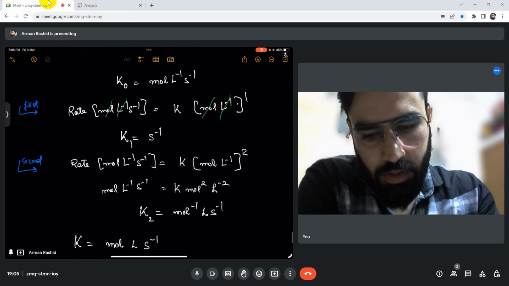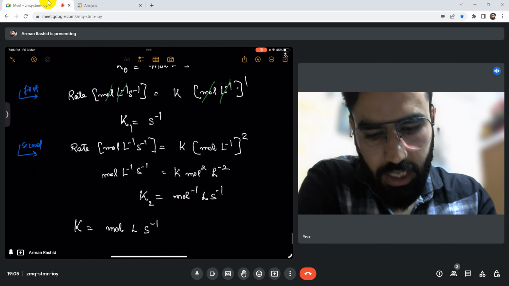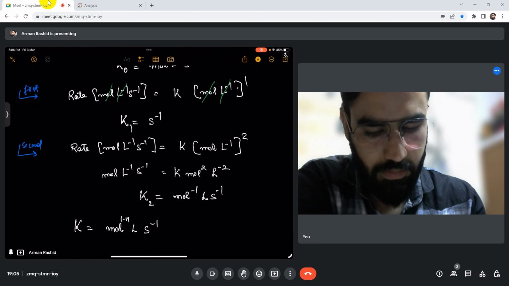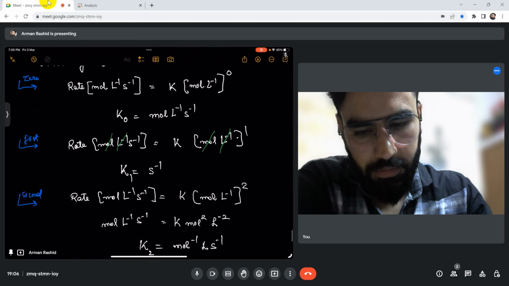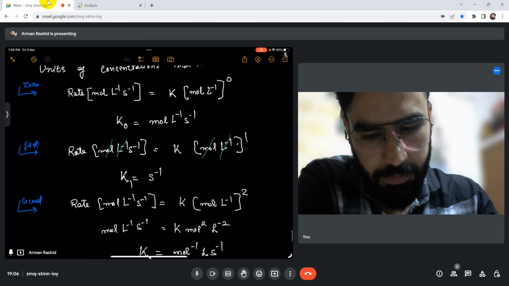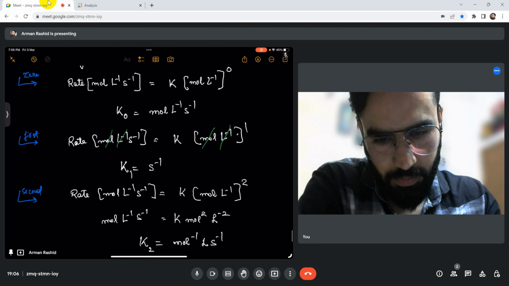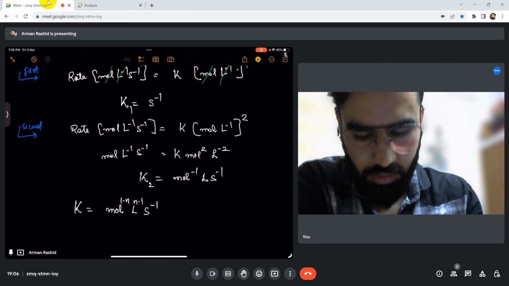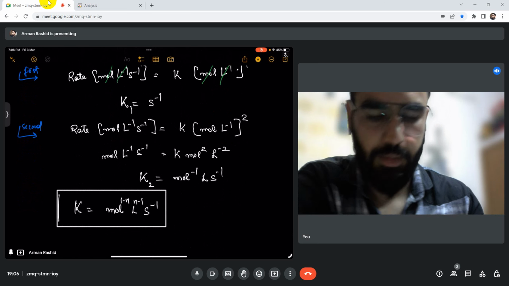Now for the zeroth order reaction, the power of mole is 1. For first order it is nothing, for second order it is minus 1, so we can write 1 minus n. Then for liter, it is minus 1 for second order, nothing for first order, so we can write n minus 1. This can be the formula.